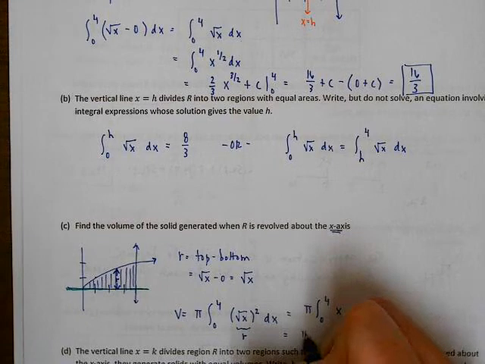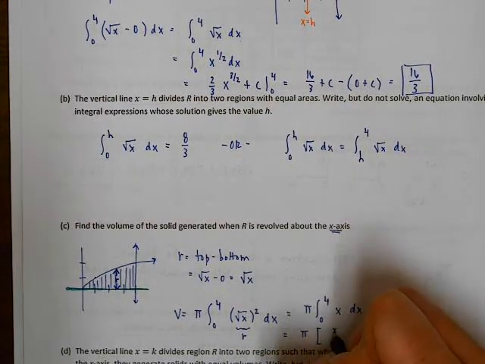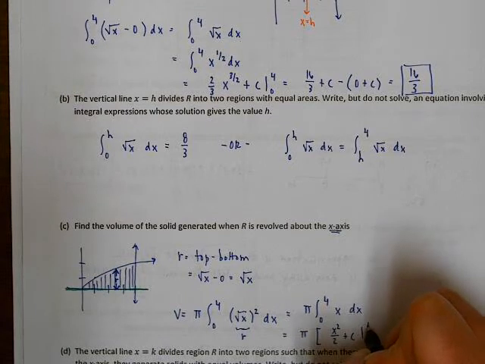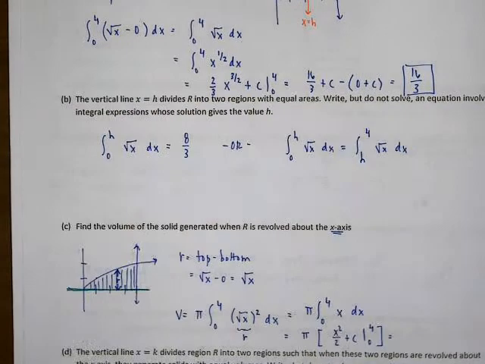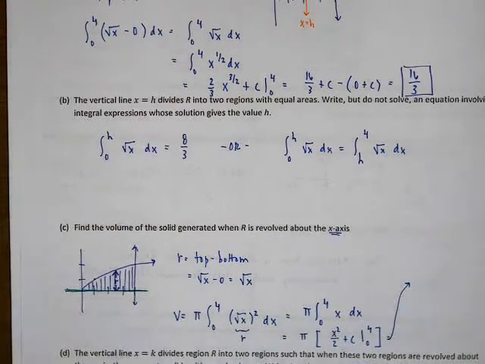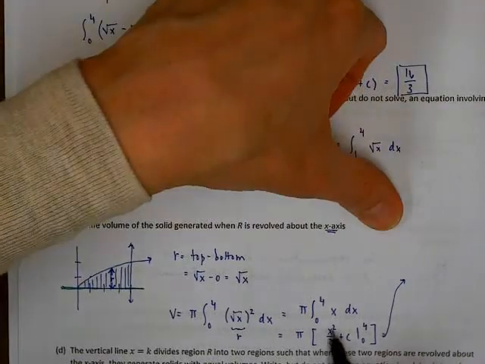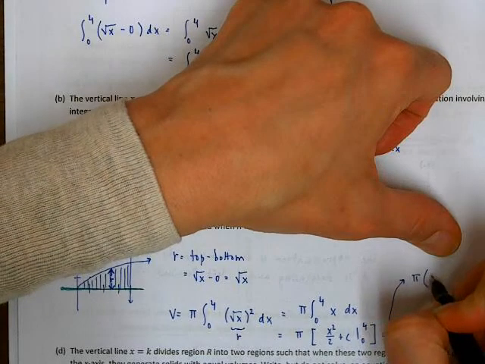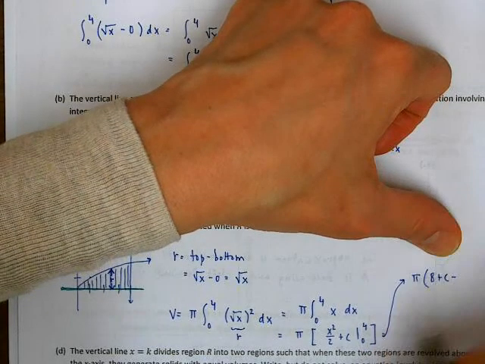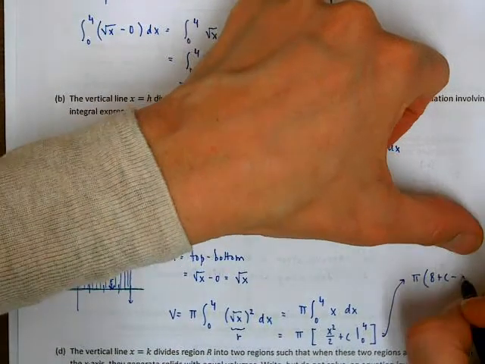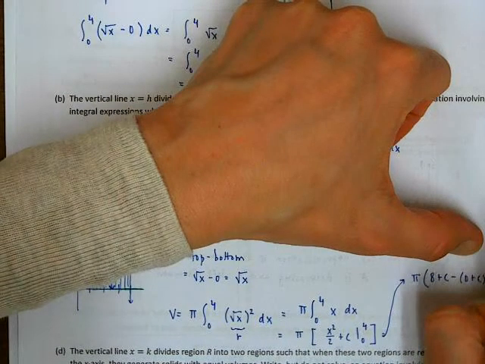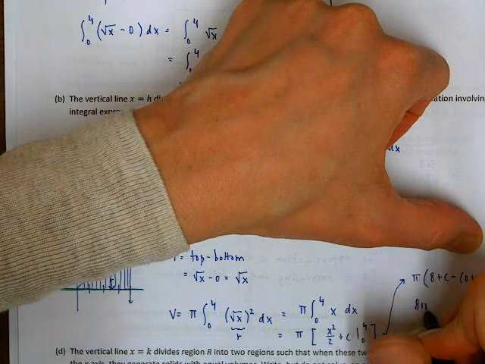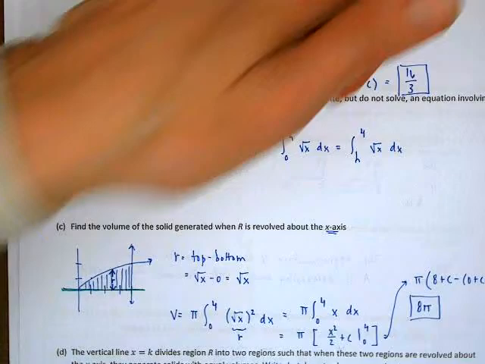So I'm going to find the antiderivative. I get x squared over 2 plus c, integrating from 0 to 4. Actually, I'm going to put this up here because I'm going to run out of room. Now if I plug in 4, 4 squared is 16, divided by 2 is 8. So I have pi times 8 plus c, minus, if I plug in 0, I just get 0 plus c. So my c's cancel out and I just have 8 pi as my volume.